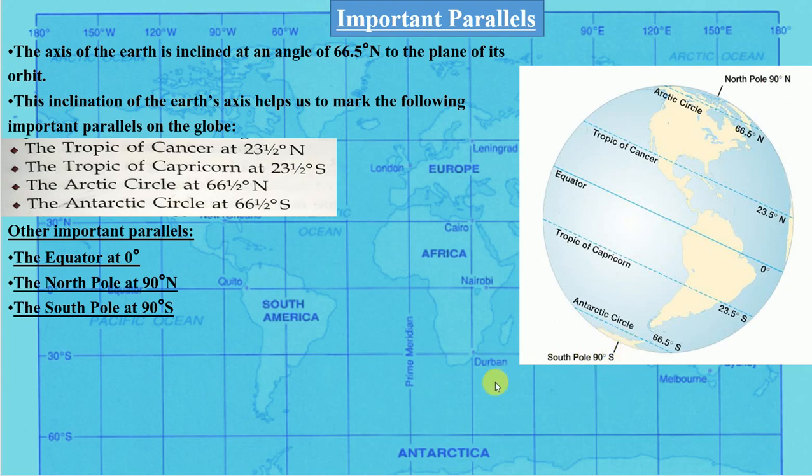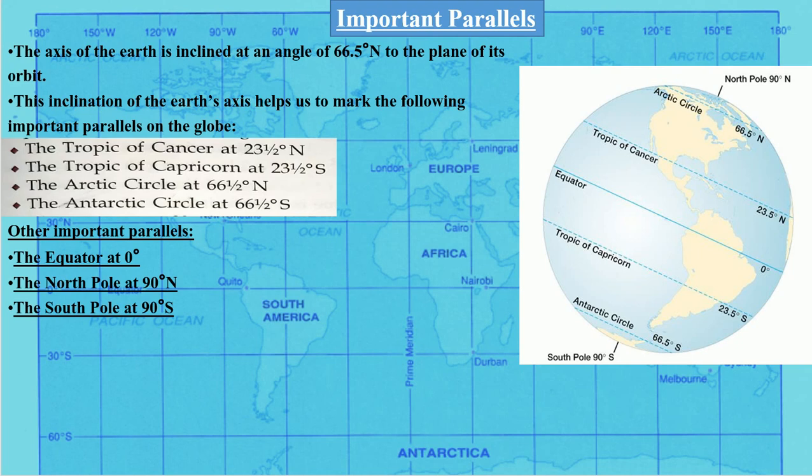degree south. Okay, so the axis of the earth is inclined at an angle of 66.5 degree to the plane of its orbit. This inclination of the earth's axis helps us mark the important parallels on the globe.